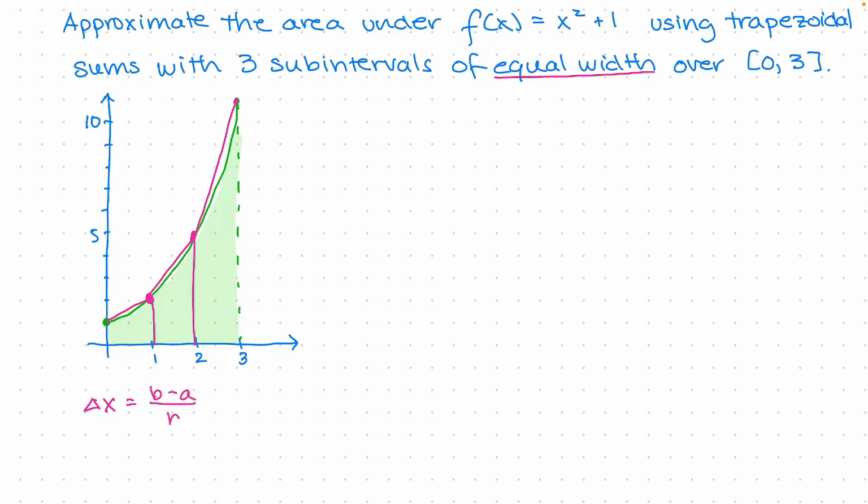B minus A over N. And so in our case, if we plug in actual numbers, A and B represent the interval from 0 to 3. So it's 3 minus 0. And we are talking 3 subintervals. That's what N is. So we can see delta x is 1. And you can see that on the graph that I did. I just went up by 1. So my x values changed by 1.